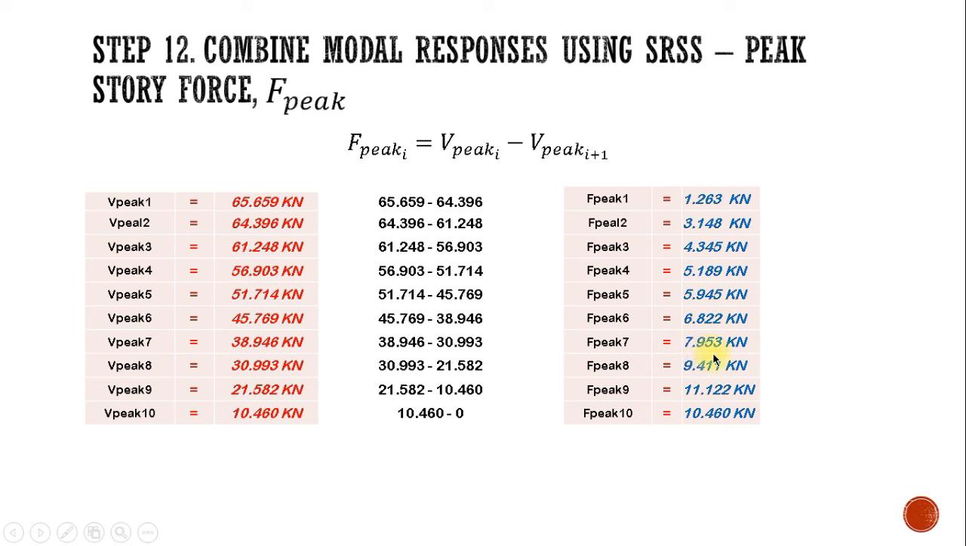Seventh floor, 7.953 kilonewton. For eighth floor, 9.411 kilonewton. For ninth floor, 11.122 kilonewton. And lastly, our peak story force in 10th floor is 10.460 kilonewton, since wala na tayong isa-subtract dito sa 10.460 kilonewton na peak story shear sa 10th floor. So, minus 0. So, ito yung ating naging sagot. So, as an overall result, ito yung ating nakuhang peak story force in every floor. So, this is the formula.